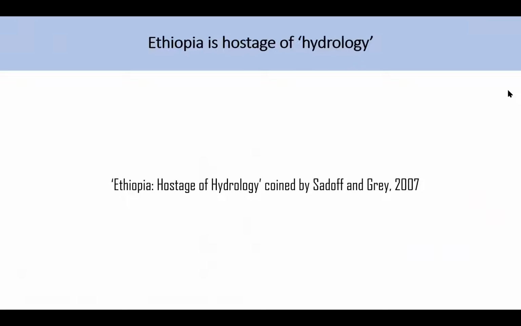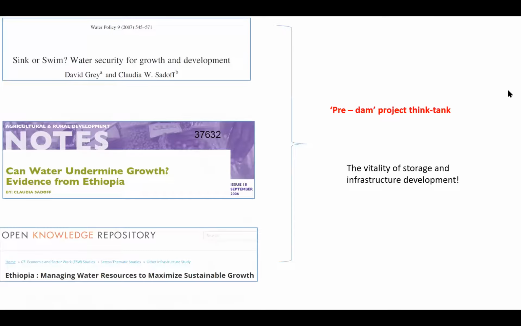The development aspiration is to break the hydrologic hostage situation. The term hostage of hydrology is coined for Ethiopia now. Ethiopia is a hostage of hydrology. Several international reports, publications, think tank blogs, etc., came to conclude that the vitality of water storage, not the type of storage we have seen under SDPRP, the small ones, but large infrastructure development, is required for Ethiopia to overcome the challenges that the country and her people face.